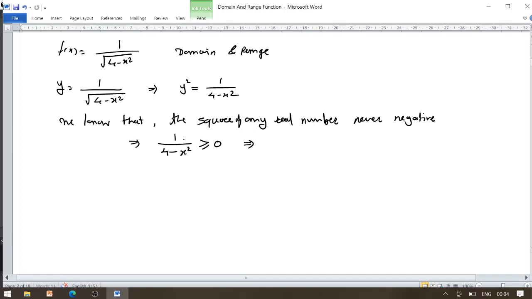Since our numerator is a constant value, it is never negative, so we have to focus on the denominator. The denominator is never negative, meaning 4 minus x square is greater than or equal to 0. And one more case we have: once 4 minus x square is equal to 0, the division is indeterminate. That means 1 upon root of 4 minus x square is indeterminate because the denominator is 0. So that implies f of x is undefined.